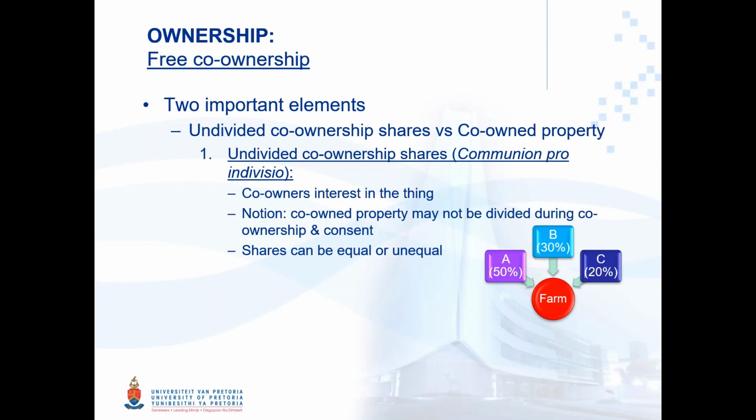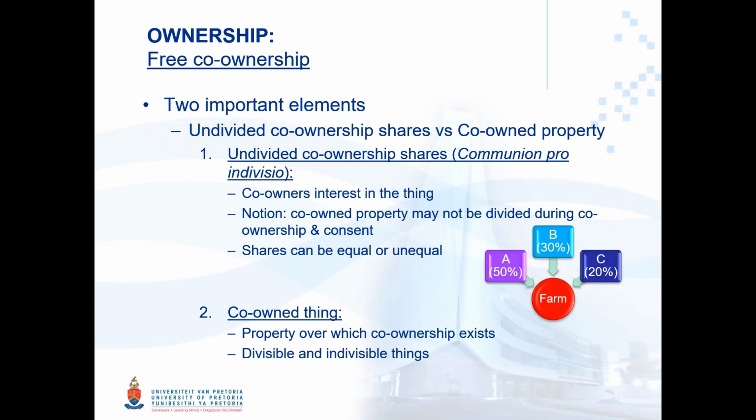What is meant with the shares being able to be equal or unequal is the fact that Person A and Person B and Person C's shares do not have to be the same percentage, although it can. For instance, if Person A had 50% and Person B also had 50% shares in the farm, then their shares would have been equal. But that would mean that Person C would not be a co-owner anymore. So the idea with the shares that can be equal or unequal is to just illustrate, or to let you know, that the shares do not have to be equal.